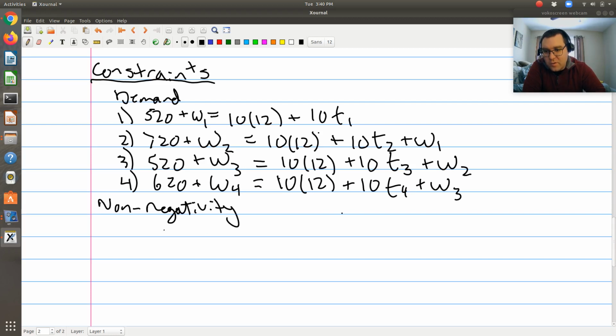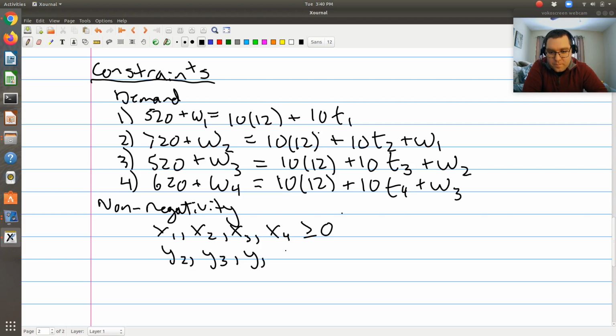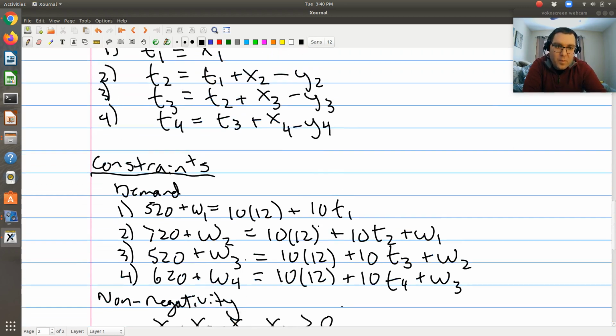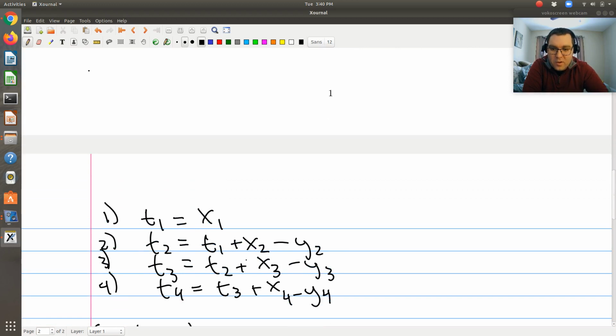Our non-negativity constraints would be that the number of employees hired in a given month has to be greater than or equal to 0. We're not firing any employees in month 1, but the number of employees fired in a given month would also need to be greater than or equal to 0. And the number of units in storage at the end of a month would also need to be greater than or equal to 0. We said we couldn't fire any employees at the beginning of month 1, but if you wanted to, you could include it here.